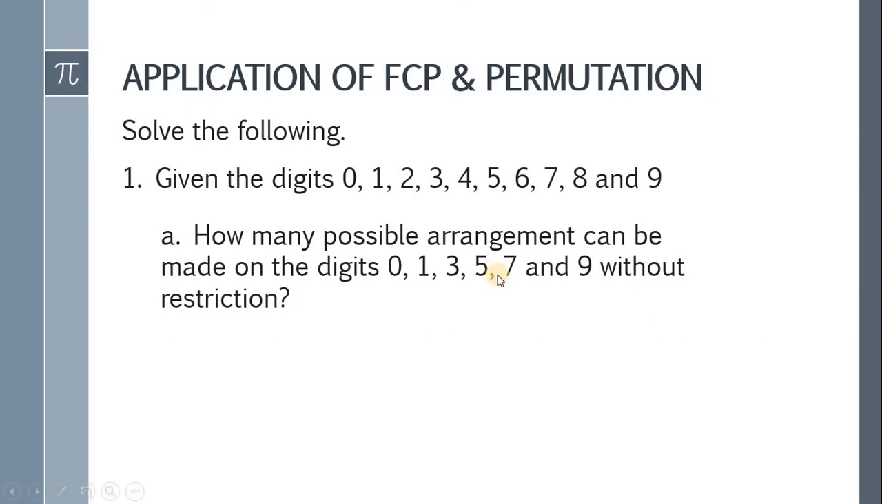So, yung goal natin dito sa letter A is to find how many possible arrangements can be made on the digits 0, 1, 3, 5, 7, and 9 without any restriction. This is under permutation. In this case, yung n natin, since meron tayong 1, 2, 3, 4, 5, 6, yung n natin is 6 kasi meron tayong 6 digits. Next, i-arrange natin silang lahat, so yung r natin is also 6. So we can use n permute r or simply n factorial over n minus r factorial.